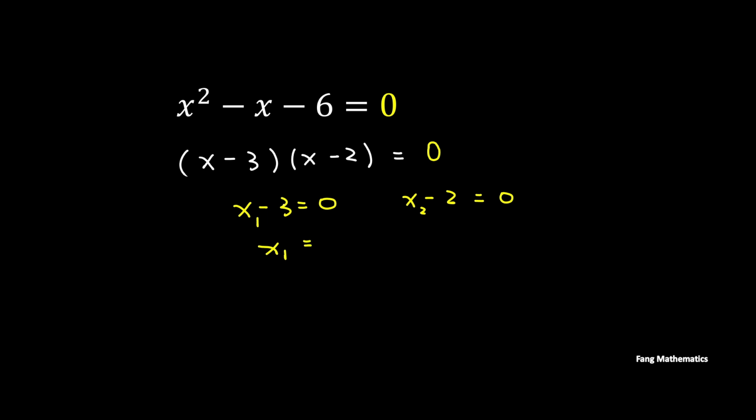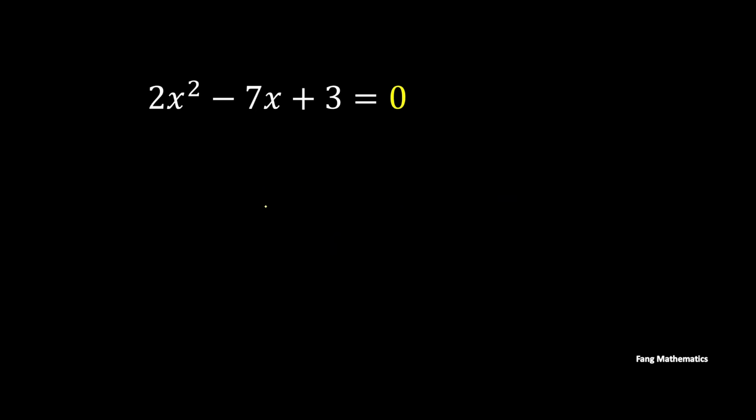So the first, you plus 3 on both sides, get your x1 as 3. On the right, plus 2 on both sides gives your x2 as 2. So rearrange the two x solutions you get. You should get x is an element of 3 and 2.